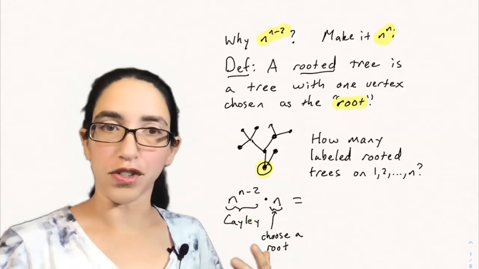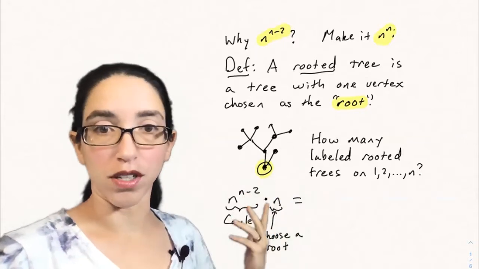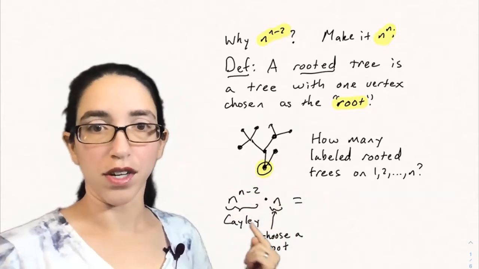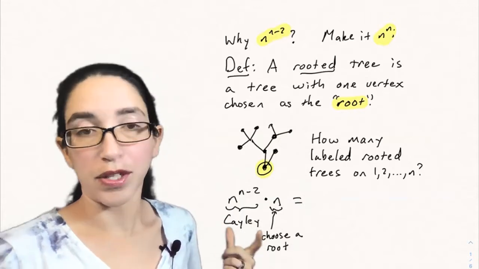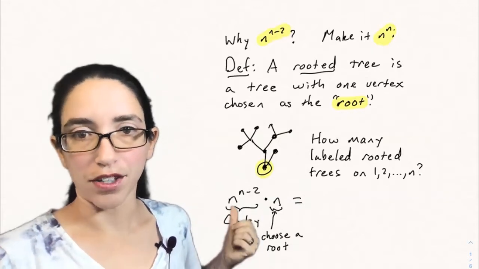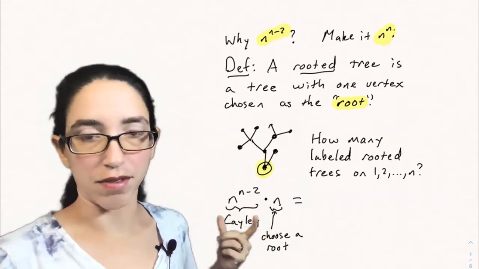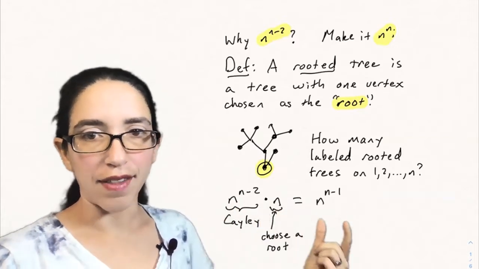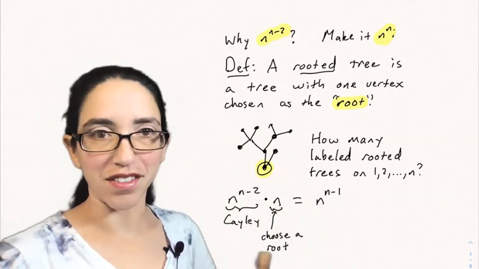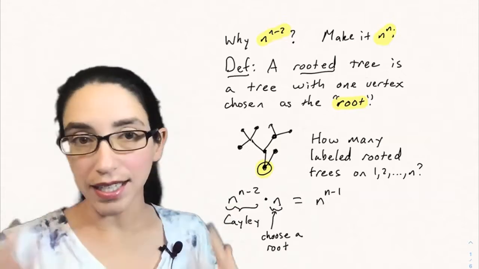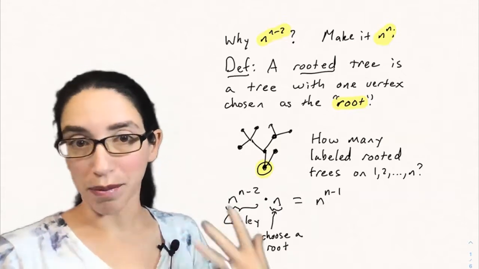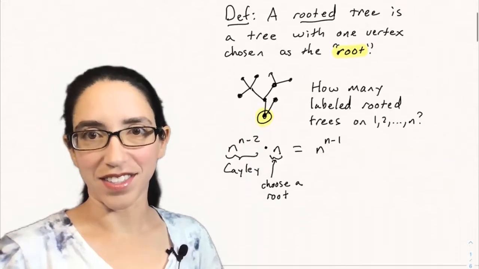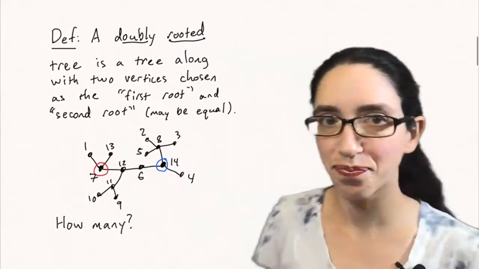Well, the number of rooted trees is n times the number of unrooted trees, because there's n ways to choose a root. So we have, say we assume Cayley's theorem is true, there's n to the n minus 2 possibilities of labeled trees without a root, and then we choose a root in n possible ways, and that bumps it up to n to the n minus 1 total. So the idea is we're going to do this again. We're going to multiply by n twice by choosing two roots. And this is going to be called a doubly rooted tree.